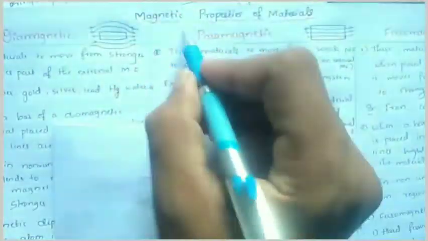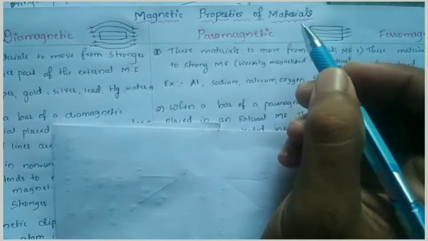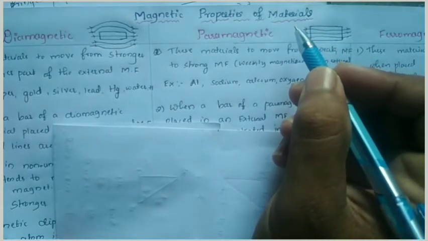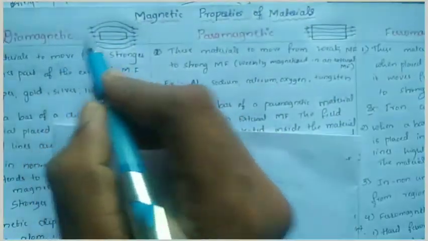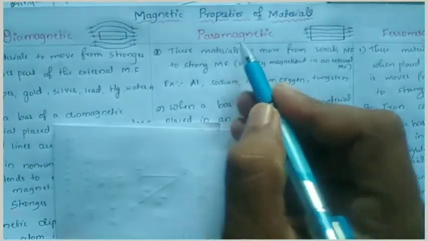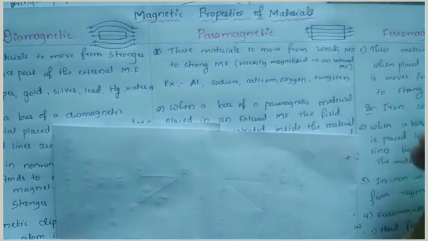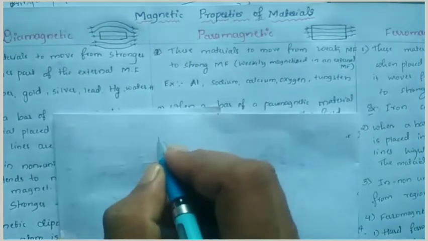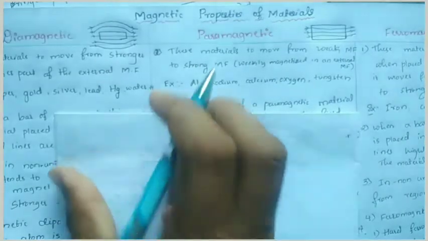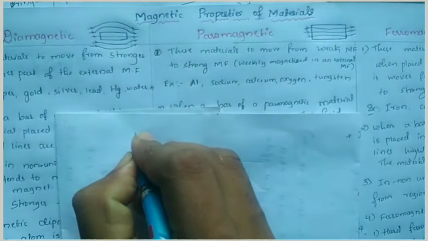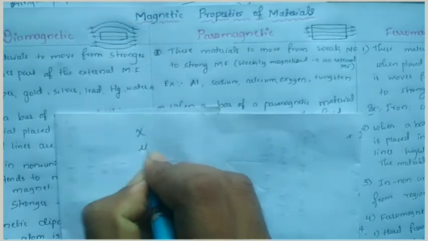Let's discuss magnetic properties of materials. In this topic, we have to classify the materials into three types: diamagnetic materials, paramagnetic materials, and ferromagnetic materials. These materials are classified based on some magnetic parameters. The most important magnetic parameters are susceptibility and permeability.